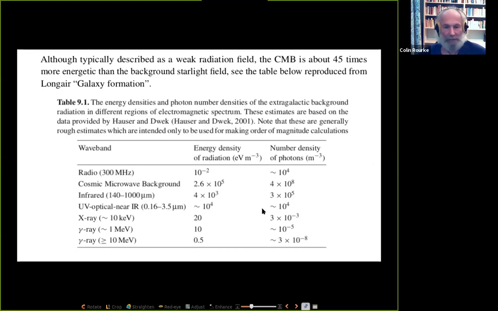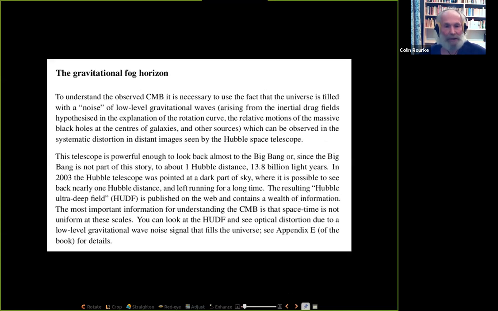If you take the red stuff, the light stuff, that's the ultraviolet, the infrared, and so on. It's about 45 times down. You can work it out later anyway. So the CMB is much more energetic; it's not just smoothed-out starlight. That's the point. Okay, now let's explain where it's coming from.